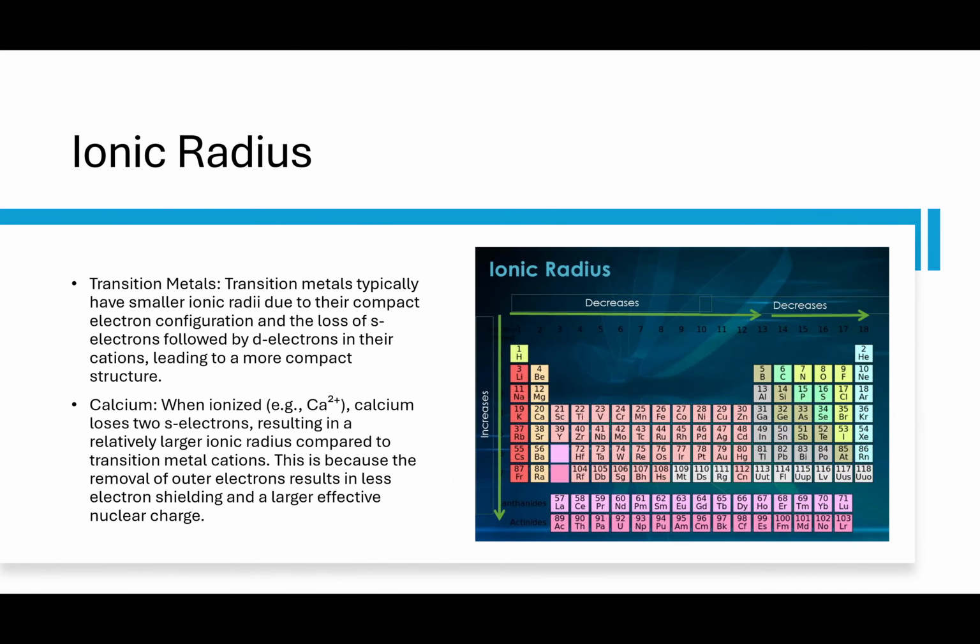Let's continue. Ionic radius, right? Our ionic radius will follow the same trends as our atomic radius, because ionic radius just speaks to the size of the element after it is ionized. So transition metals typically have smaller ionic radii, due to their compact electron configuration and loss of the s electrons followed by the d electrons in their cations, leading to a more compact structure, right?